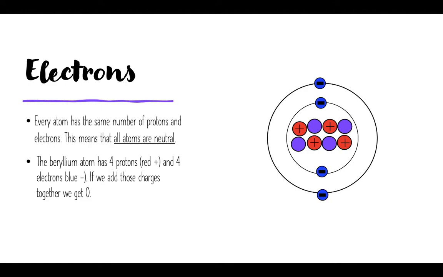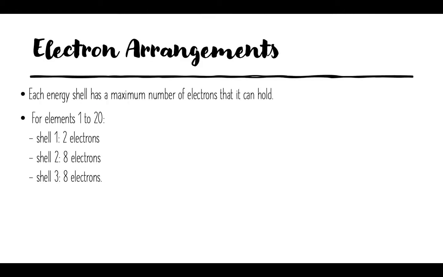Let's let that settle for a sec. And let's move on. So, from previous lessons, we should also know a little bit about electron arrangements. Now, each energy shell or energy level, I will go backwards and forwards on how I refer to them.